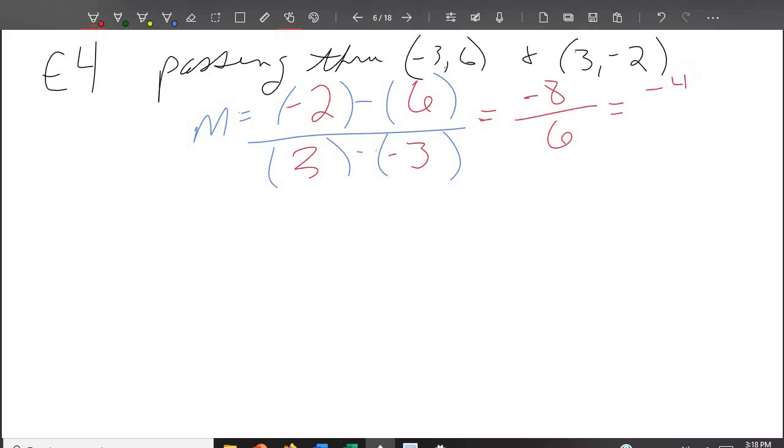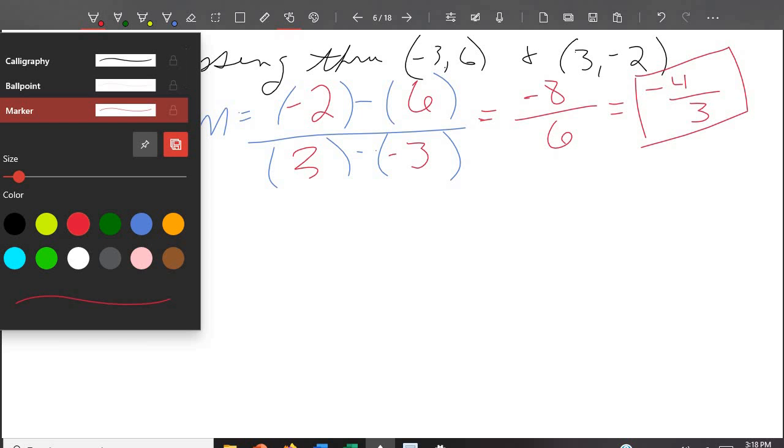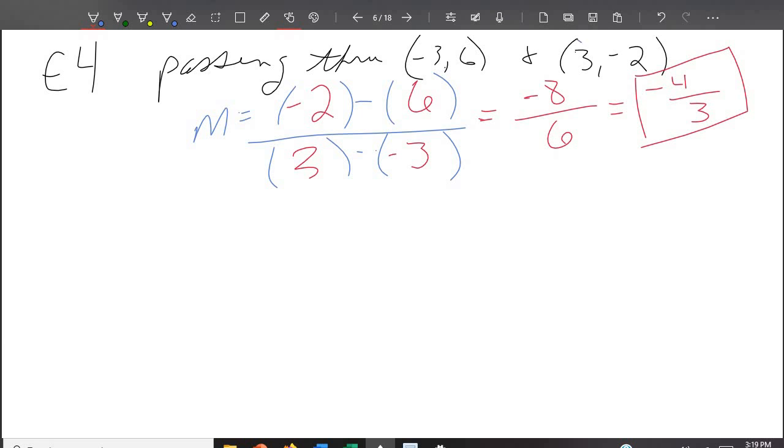Simplify it, we'll get negative 4/3. That's my slope. Now, I've got to use one of these points. Doesn't matter which one you use. I guess I'll use this one. And we'll plug it in the formula.